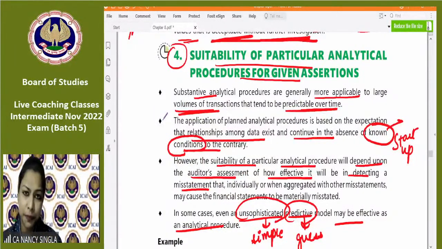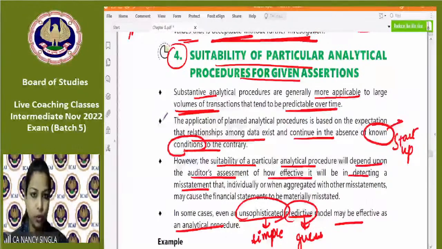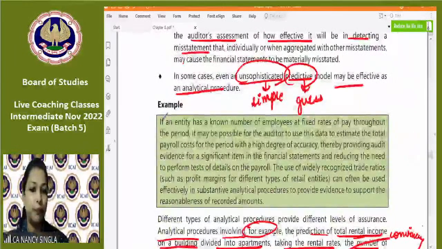So using analytical procedure is more applicable कहाँ पर? जहाँ huge volume of transactions which are predictable over time. ठीक है? The relationship should continue to exist unless there are conditions to the contrary. And suitability will depend upon how effective it is in detecting material misstatement. Sometimes an unsophisticated predictive model may be effective.